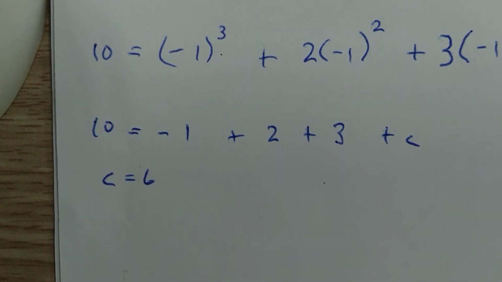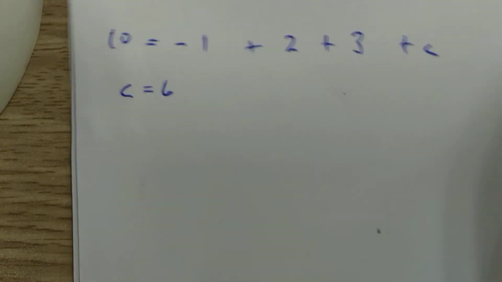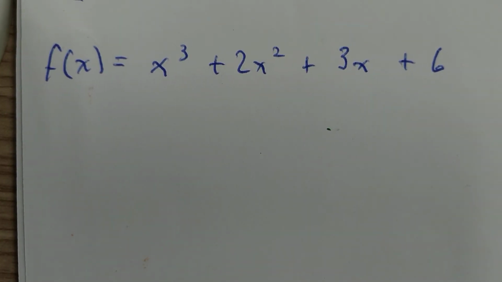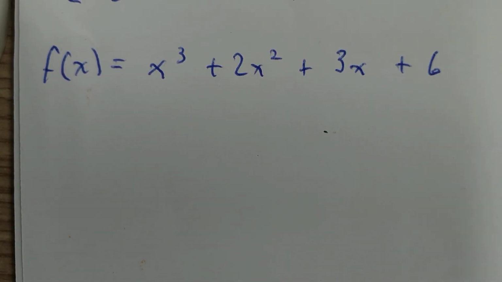So we find out that c is 6, and I'm going to rewrite the equation, and that'll be the end. And behold, there is our function, our antiderivative rather.